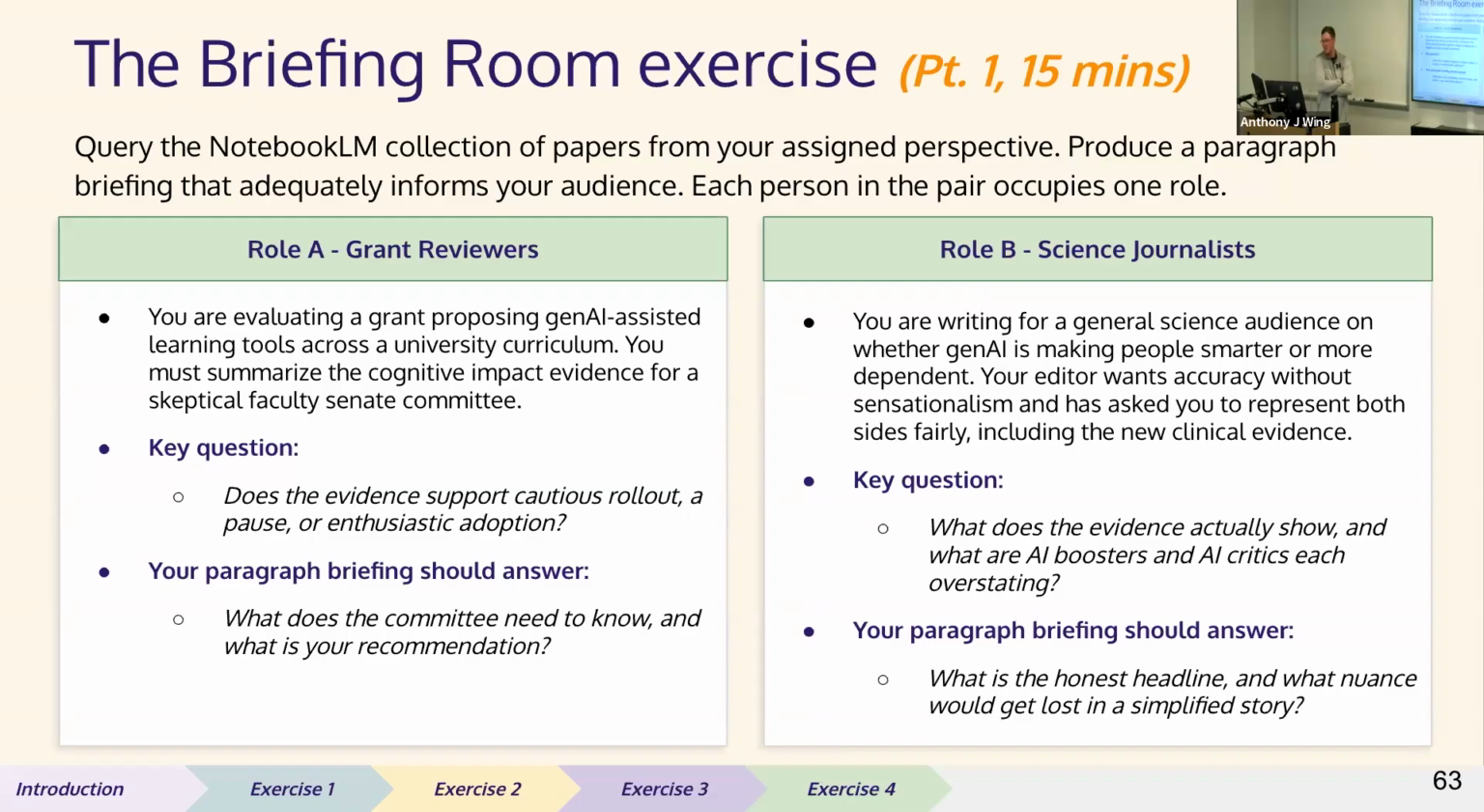And then with your output, what you're looking for is a paragraph that has an honest headline for this story and what nuance would get lost in a simplified story, right? So what are things that are being overlooked? Again, only pick one of those, work with your group, just take on one of those roles, use the 5 sources within the notebook, take about 10, 15 minutes, and then we'll come back together and see where we land.